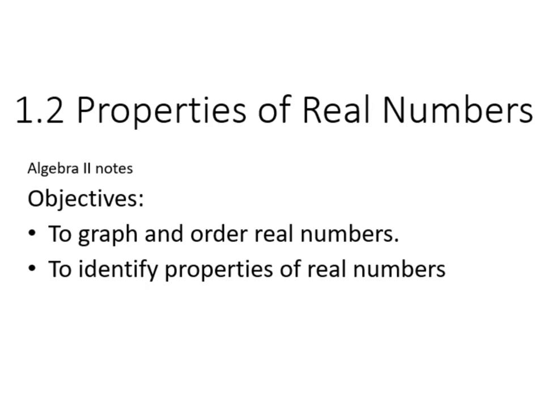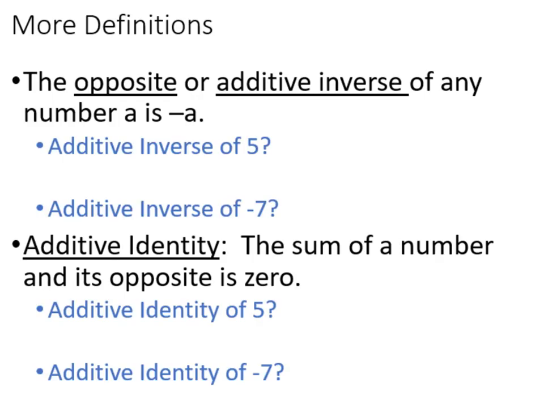In this section, we will continue to learn about the different properties of real numbers. First, let's review some definitions. The opposite or additive inverse of any number a is negative a. So the additive inverse of 5 is negative 5. The additive inverse of negative 7 would be negative times negative 7, which gives you positive 7. So essentially we're changing the sign.